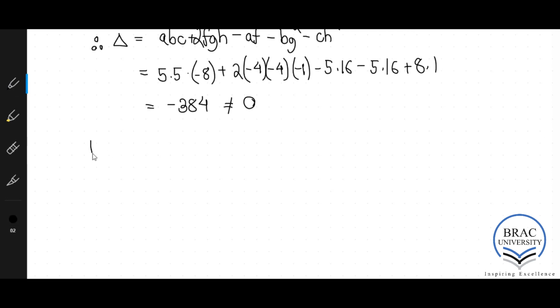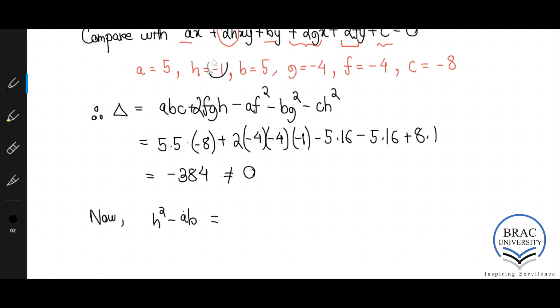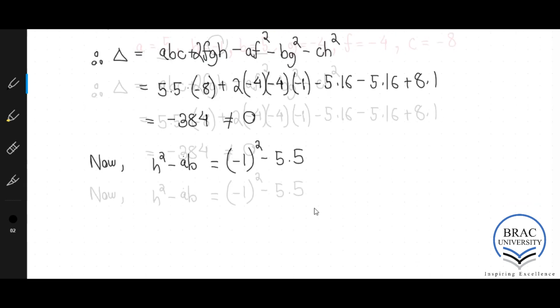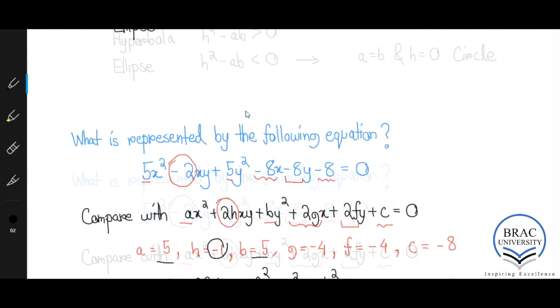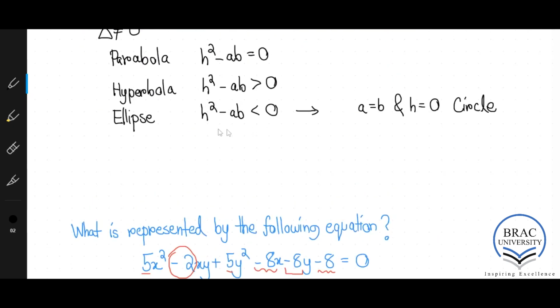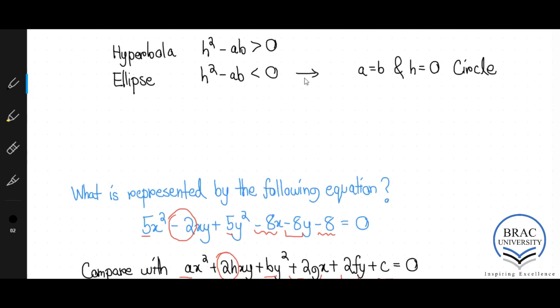And so now we can check the condition. Now, h squared minus ab. This is equal to, let's go ahead and see, h was -1, a and b are here. So (-1) squared minus 5 into 5. So we have 1 minus 25, which gives us a negative value. So we have our discriminant is less than 0. And if you look back, this was the condition. Well, we would have to check this as well.